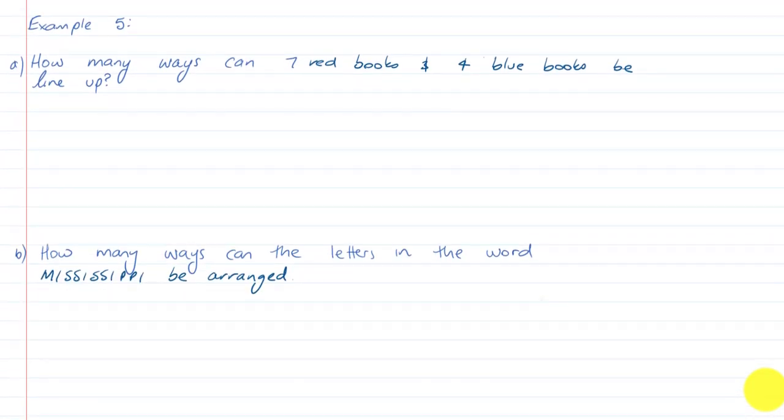Okay, so now let's have a look at example 5. So this will be our last example and then we'll finish the video. Firstly, how many ways can 7 red books and 4 blue books be lined up?